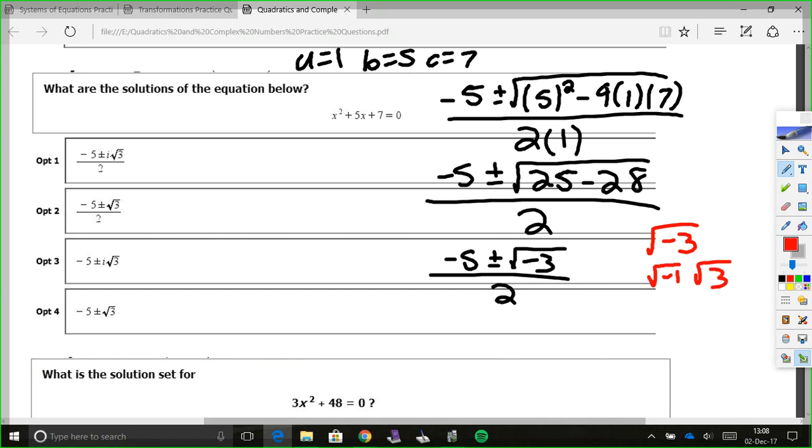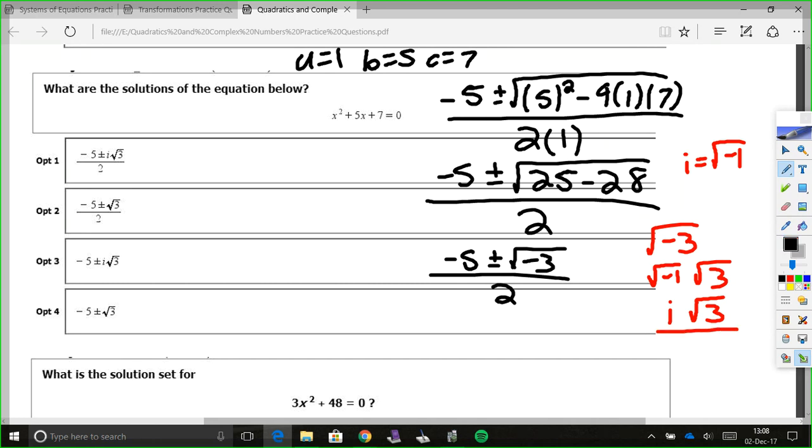And don't forget, we've already mentioned this, the very, very first thing in this video was that i equals the square root of negative 1. So here, when you separate the negative from the 3, you have i now. Okay? Square root of negative 1 becomes i, and then you still have your square root of 3. So the square root of negative 3 simply becomes i square root of 3.